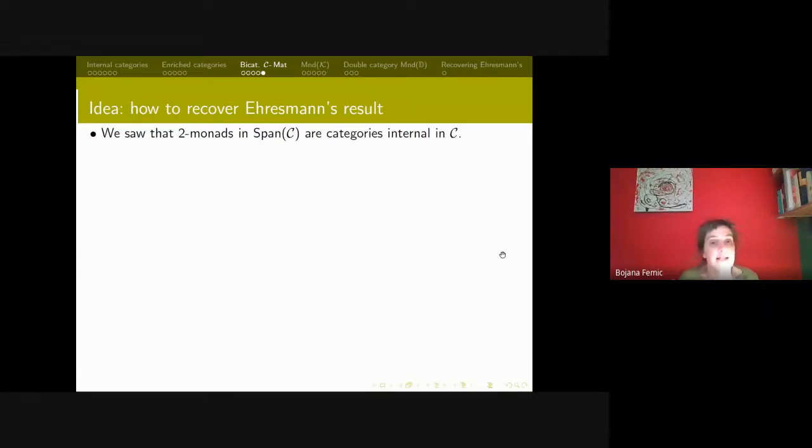And now let us sum up what we have at this point. And then I will show you what is said in the title, the idea how to recover Ehresmann's result. So first point, we saw that two monads in span of C, at the beginning of the class, we defined like that, these are categories internal in C. For this, C needed to have pullbacks, okay? And next, what we just did, we saw that two monads in CMAT are categories enriched over C. For this point, C should have coproducts and products.